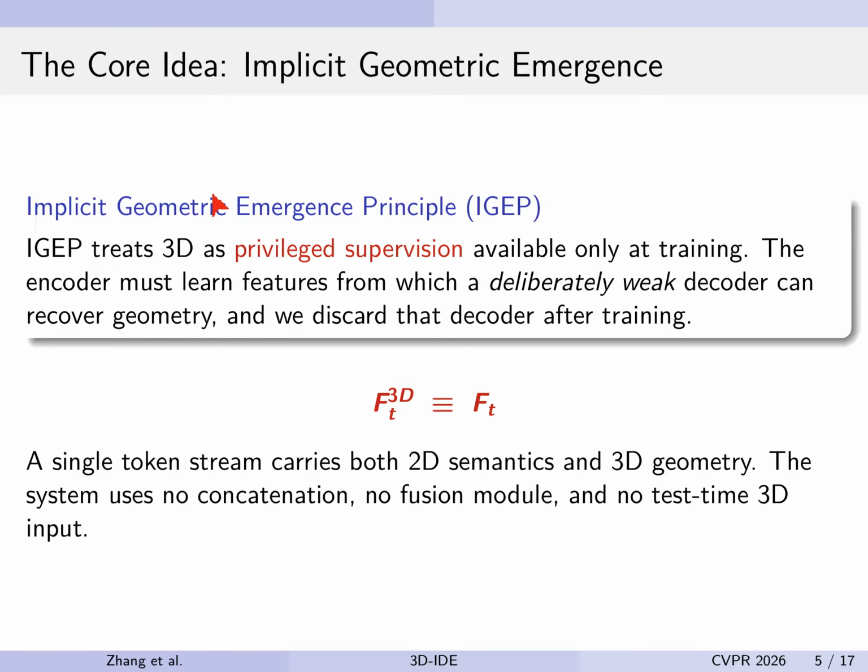Our core idea, the Implicit Geometric Emergence Principle, IGE, treats 3D as privileged supervision available only at training. The encoder must organize features that a deliberately weak decoder can recover as geometry, and we discard that decoder after training. Thus, a single token stream carries both semantics and geometry without fusion modules or test-time 3D input.